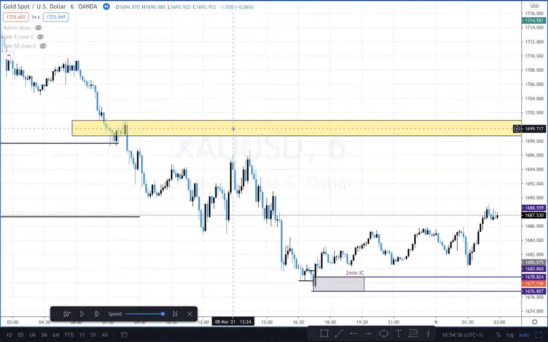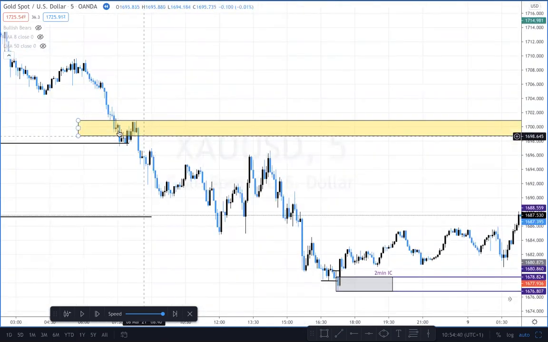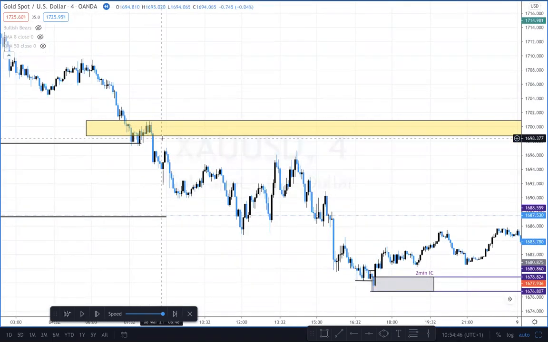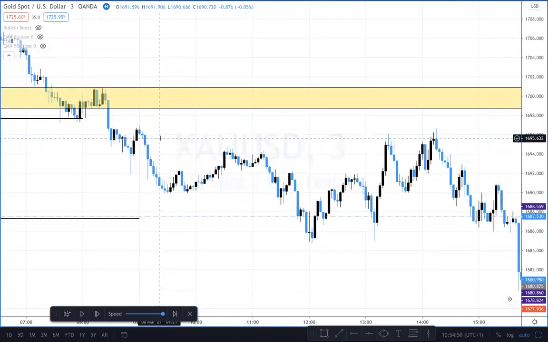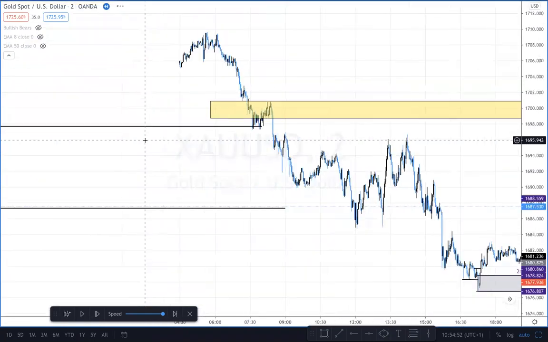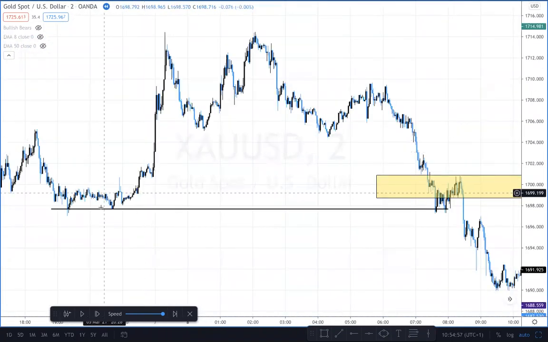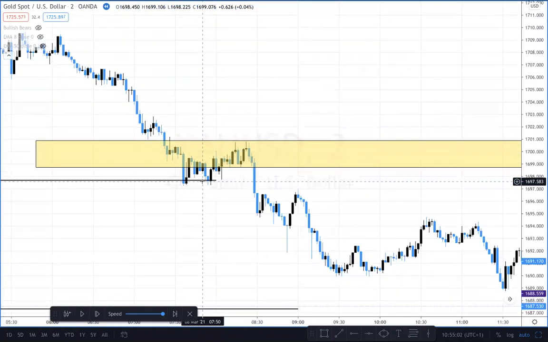Right there. Let's keep going, guys. All right, we still have that same area as our sell, 4 minutes. We still have that same black candle, 3 minutes. Still have it, 2. And it's still the last one.